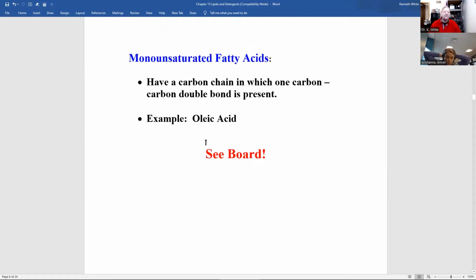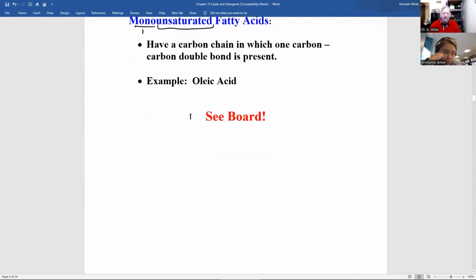All right, next, I talked about a monounsaturated fatty acid. Mono means one. Unsaturated, we learned at the beginning of the semester, meant a carbon chain with either double bonds or triple bonds. Mother Nature never did triple bonds, never. Therefore, a monounsaturated fatty acid has a carbon chain with at least one carbon-carbon double bond present. And the example I asked you to learn was oleic acid.